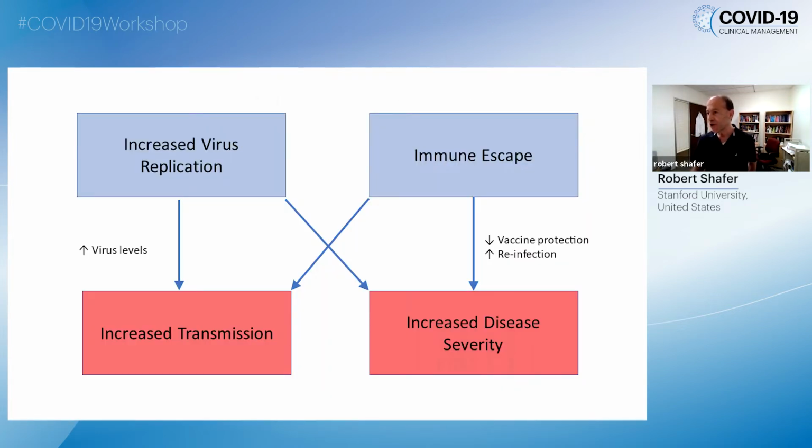The variants of concern and variants of interest have had two types of spike mutations: those that intrinsically increase virus replication and those that interfere with the humoral response to the virus. These two types of mutations work synergistically to increase transmission and disease severity. Higher virus levels increase the likelihood of transmission and are associated with more severe disease, while mutations that interfere with neutralizing antibodies increase the risk of reinfection and reduce vaccine protection.